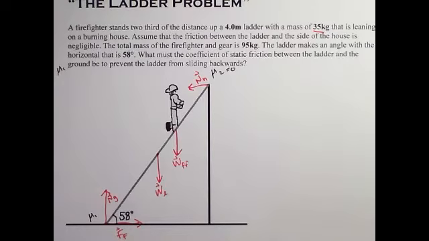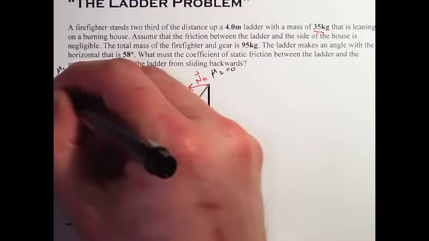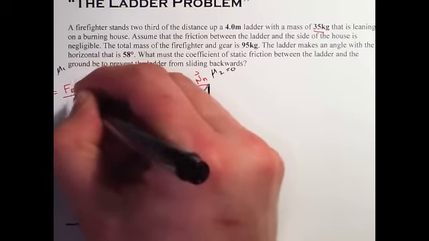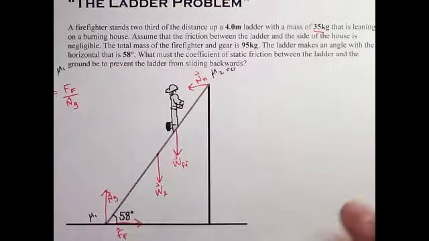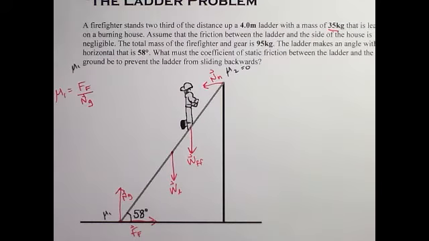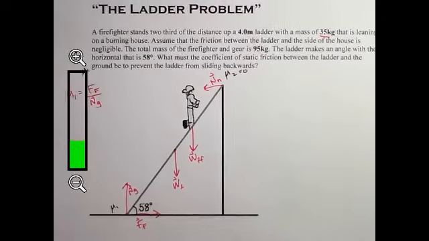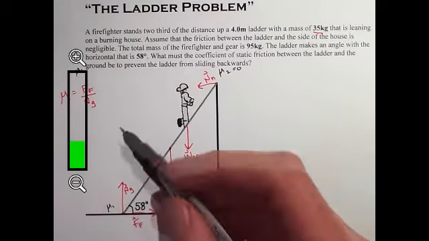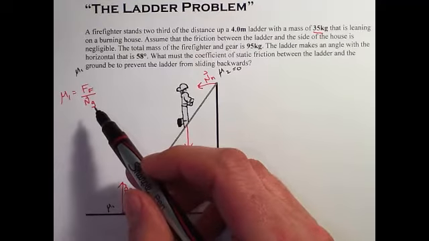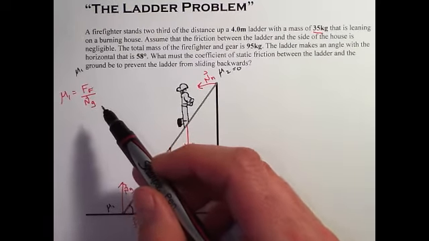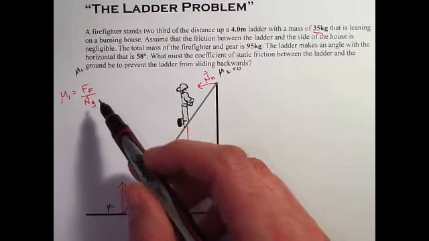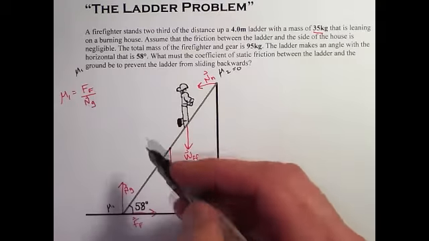So our goal here is to find mu1, and that's going to be equal to the force of friction divided by the normal force of the ground. So when we see this, zoom out here for a second, what we need to be able to do is figure out what FF is.